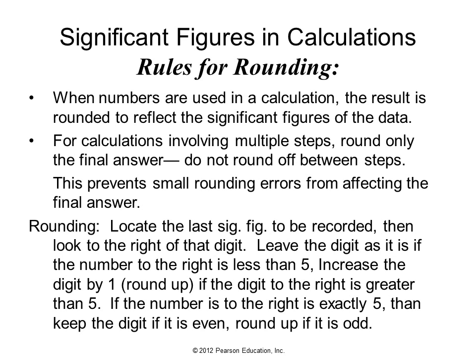How do you round? Well, you locate the last significant figure to be recorded. Then you look to the right of that digit, and you leave your significant figure as it is if the number to the right of it is less than 5. But if the number to the right is greater than 5, you round up. The digit becomes 1 larger that you record. If the number is exactly 5, then some people keep the digit as it is if it's even, or they round up if it's odd. You can do this if you wish.